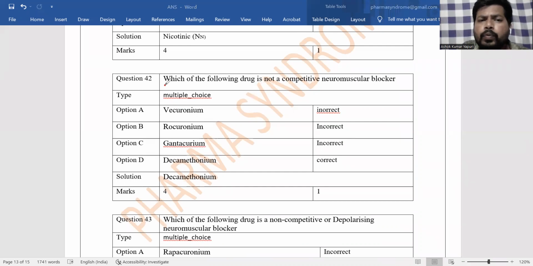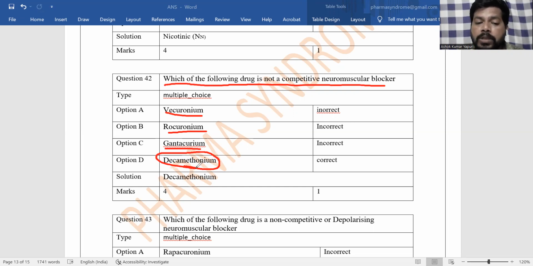Regarding the next question, which of the following drugs is not a competitive neuromuscular blocker? Neuromuscular blockers are drugs that block the neuromuscular junction in the skeletal muscle by competing with or antagonizing nicotinic muscle receptors. Here, vecuronium is a competitive or non-depolarizing neuromuscular blocker. Rocuronium is the same, competitive or non-depolarizing. Gantacurium is also competitive or non-depolarizing. And decamethonium as well as succinylcholine are the two drugs that come under the non-competitive or depolarizing neuromuscular blockers.